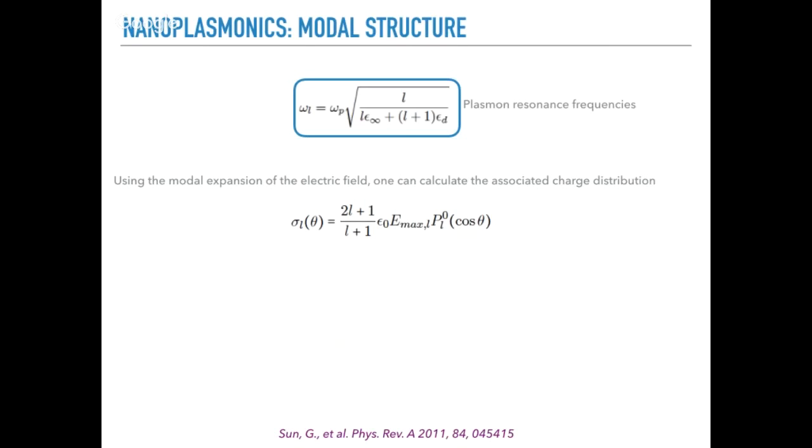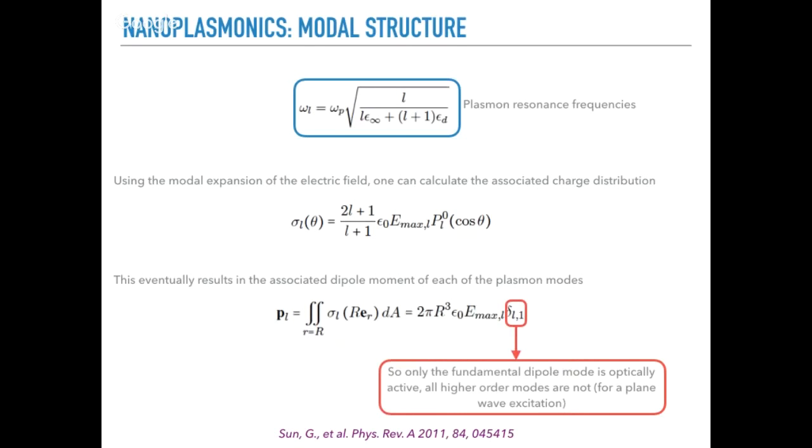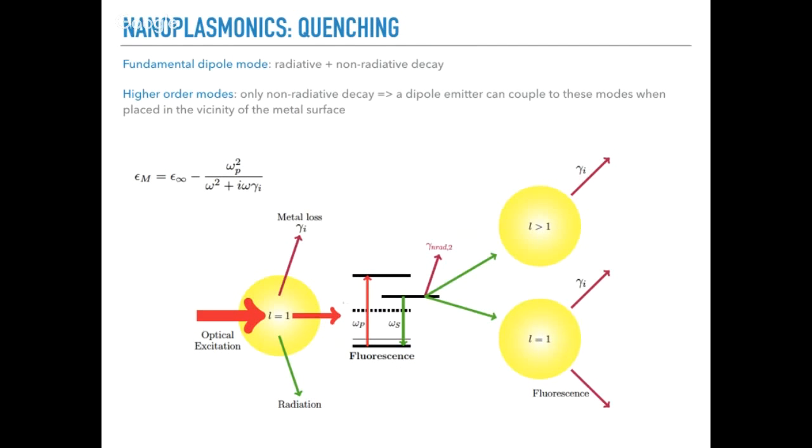Using the charge density, one can calculate the dipole moment associated to each of these modes. And it turns out that if you just assume a plane wave excitation for such a particle and you calculate it, then only the fundamental dipole mode, so L equals 1, is optically active. All the other modes have a vanishing dipole moment. So if we break it down, the fundamental dipole mode will be the one mostly coupling to your emitter system in an optical way, which will be the useful one, while all the higher order modes in a plasmonic system will usually or mostly decay through a non-radiative part.